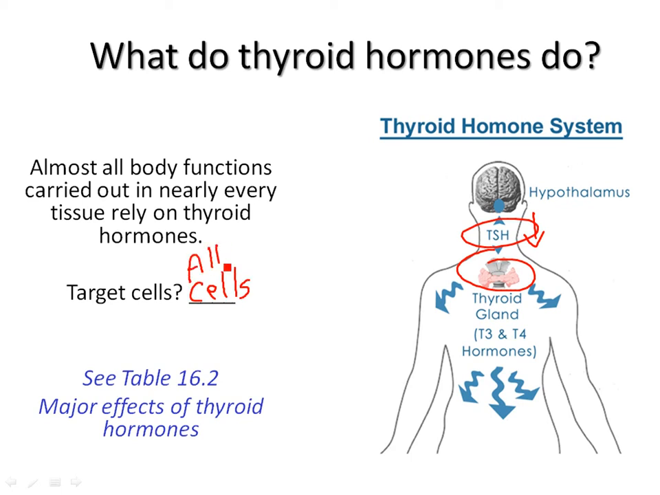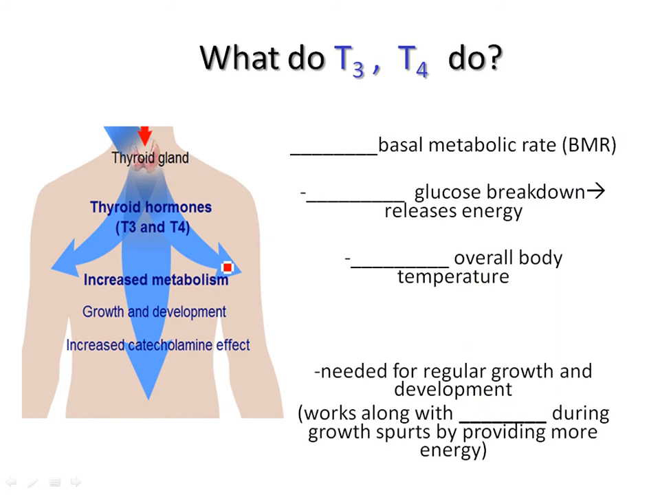Now, table 16.2 in your book has a really nice list of all the effects, and you're going to see there are a lot of effects from the thyroid hormone. So, if we look into this and try to keep it very basic, very simple, the first thing you need to think about when you think about thyroid hormones is metabolism. So we want to increase the metabolic rate.